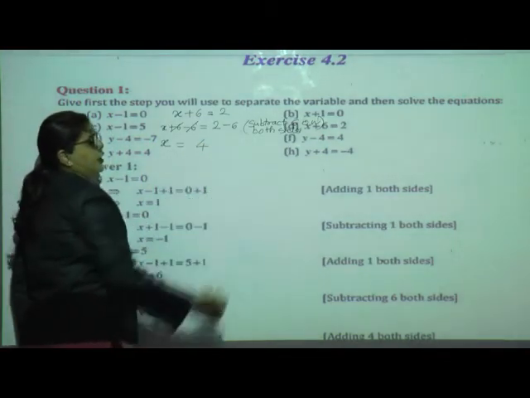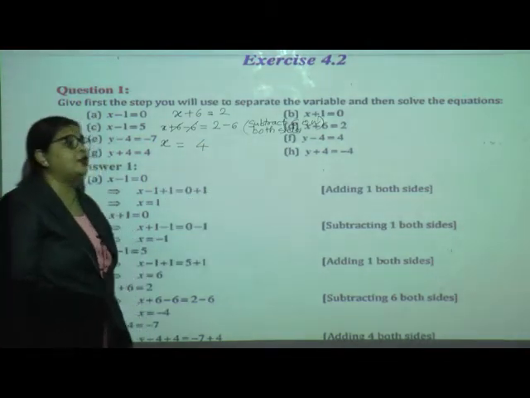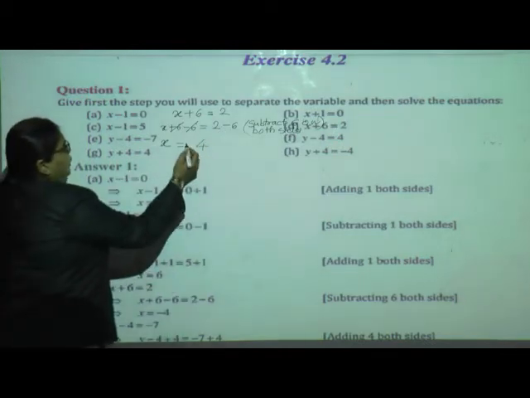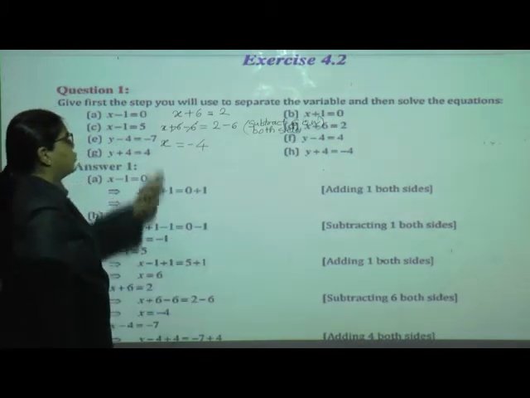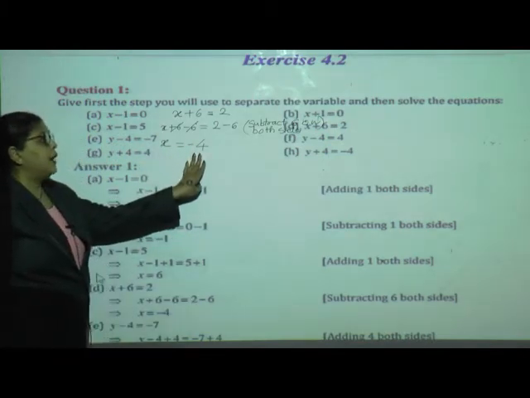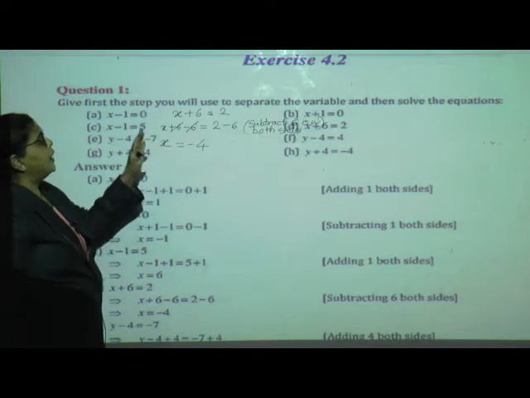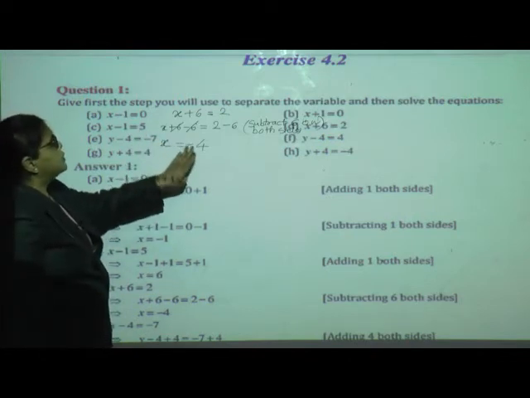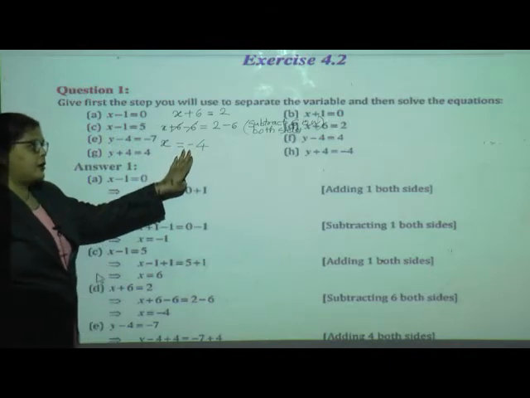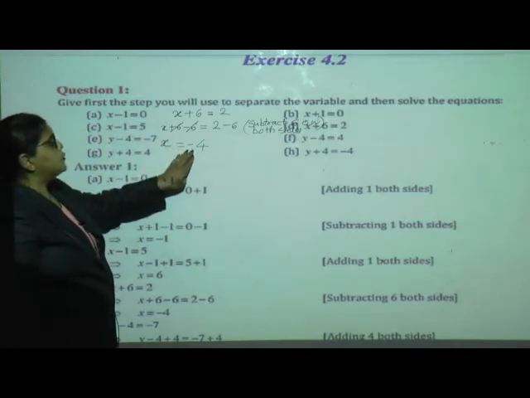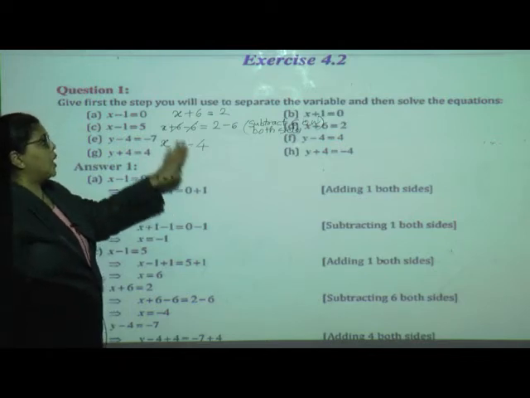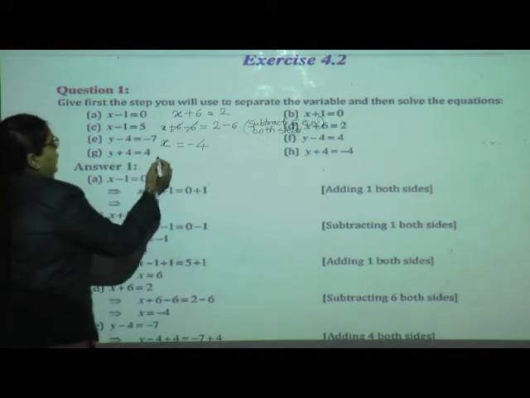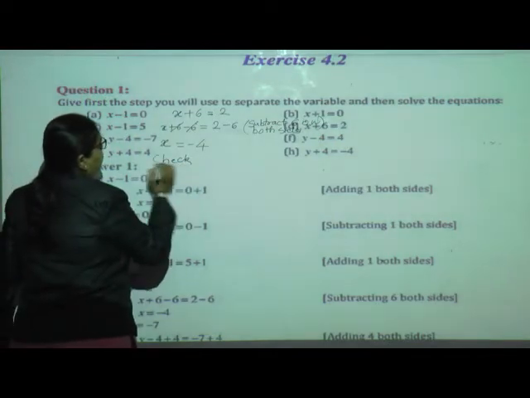But don't forget, I have already told you we have to recall the integer rules. What is the sign of the greater number? It is minus, so it will be minus 4. So x is equal to minus 4. We have separated the variable and solved that equation. Suppose I want to check whether minus 4 is the correct answer or not. I have to substitute the value here, and I will show you how to check.